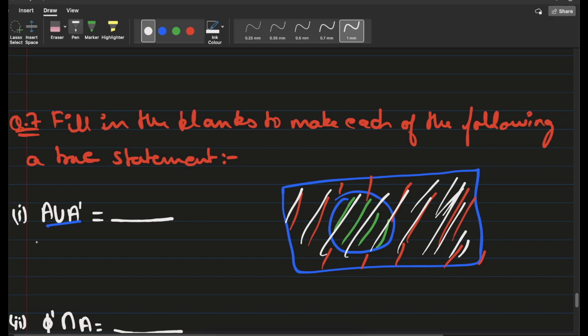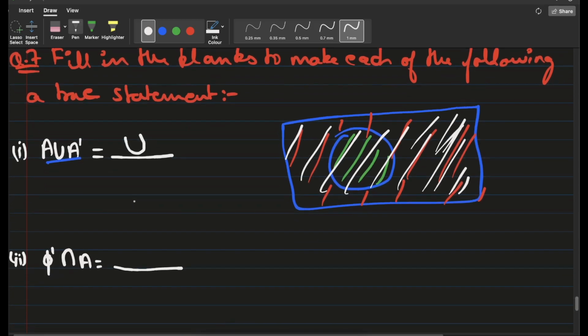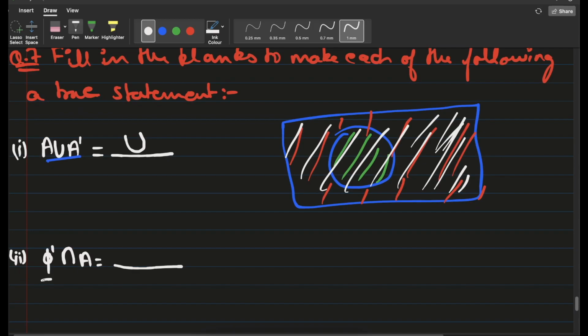हम क्या कह रहे हैं, एक पार्ट है A, एक पार्ट है A का नहीं, उन दोनों को मिक्स कर दो, ज्वाइन कर दो, तो क्या बनेगा हमारा फुल यूनिवर्सल सेट। तो हमारा आंसर क्या होगा, यूनिवर्सल सेट, राइट? नाउ नेक्स्ट क्वेश्चन, phi intersection with A. Now what is phi intersection?